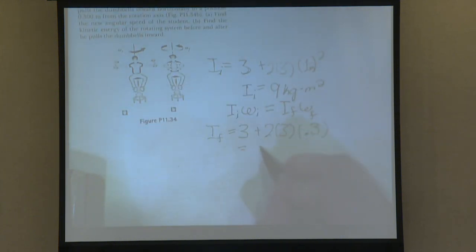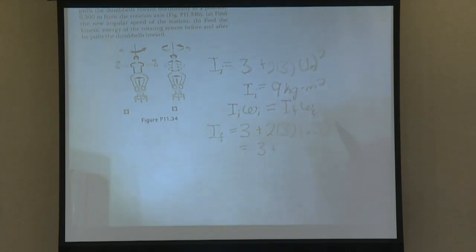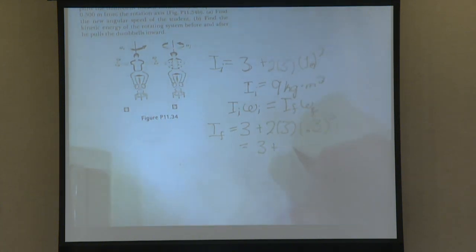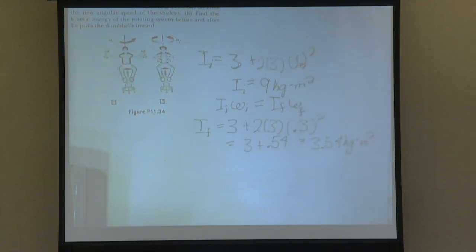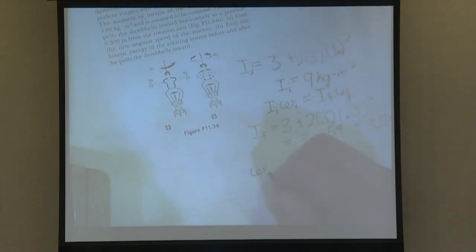And that's going to be 3 plus 6 times 0.3 squared. It's going to be 0.54. And then our moment of inertia is going to be 3.54 kilograms times meters squared. Okay? So we can find our original angular velocity, or it gives it to us, which is 0.75 radians per second.